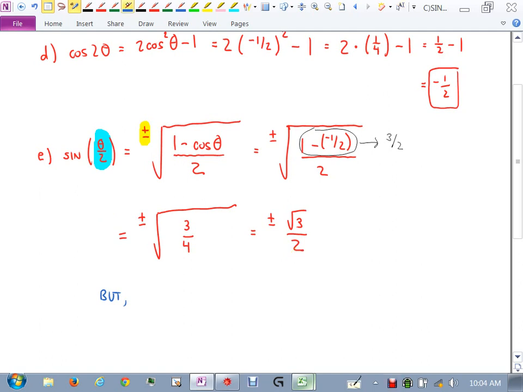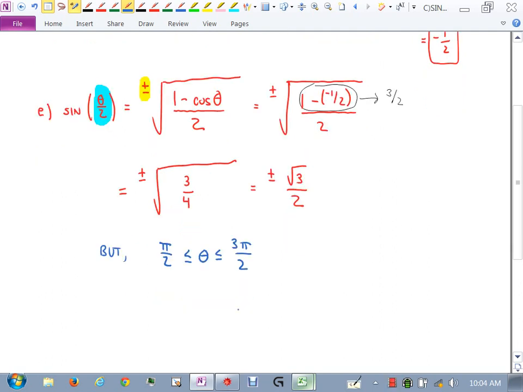Okay, what were the restrictions on theta here? Pi over 2 was less than or equal to theta was less than or equal to 3 pi over 2, right? That was what was given in the problem. But I am interested in knowing what's happening to theta over 2. So if I just take this inequality and divide everything by 2, I'll have a new inequality, and that'll tell me my restrictions on theta over 2. So this turns into pi over 4 must be less than or equal to theta over 2, must be less than or equal to 3 pi over 4.